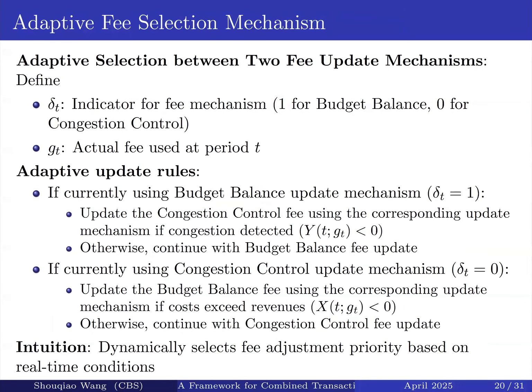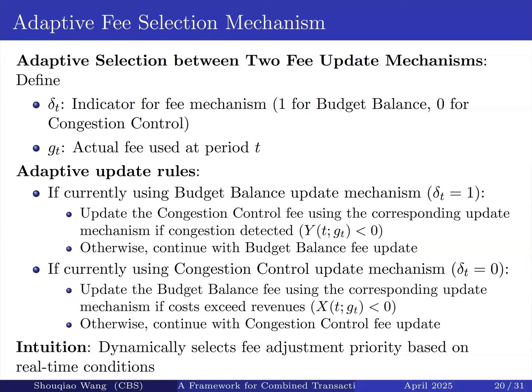So to seamlessly integrate these two mechanisms, we introduce an adaptive selection method. We define an indicator variable delta t, specifying which mechanism we are currently using, 1 for budget balance and 0 for congestion control update mechanism. The actual fee applied is denoted by GT, and the mechanism dynamically switches between two objectives.